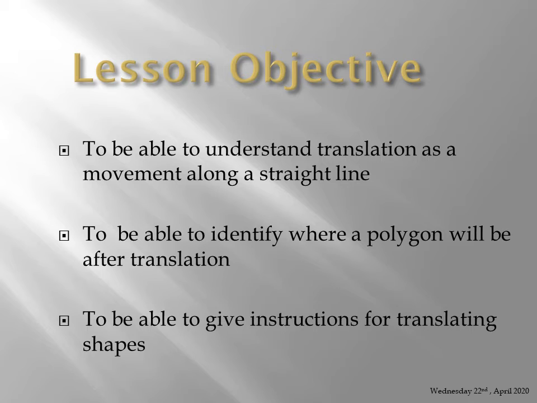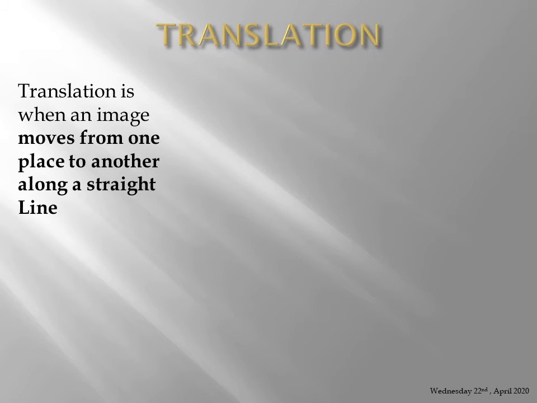You understand as we go in the lesson. You should be able to say, translate this shape 4 places to the right. Translate this shape 1 place down or one place up. Now let's go ahead. What is translation? The image moves from one place to the other place along a straight line.